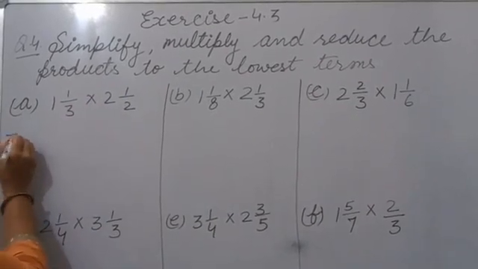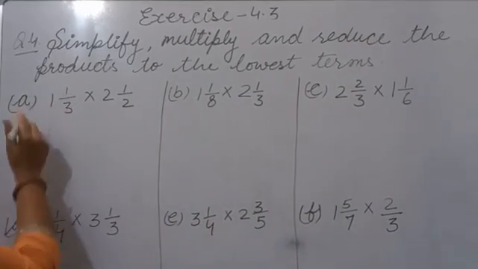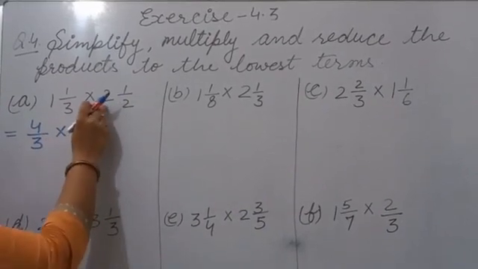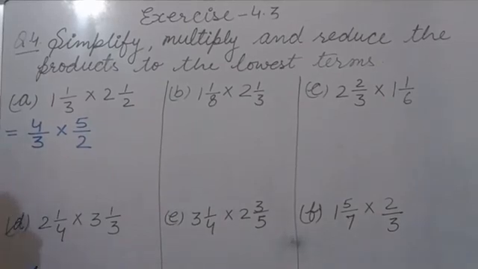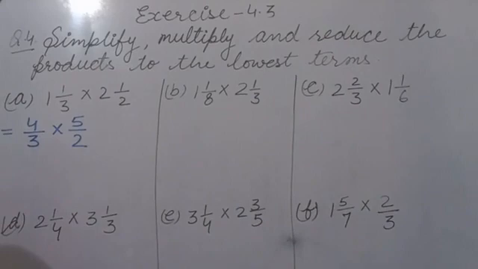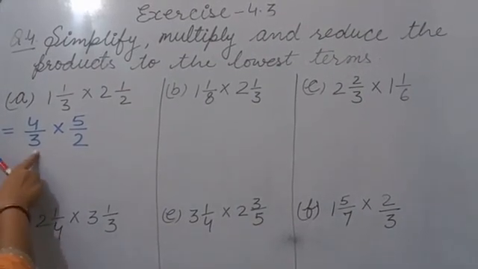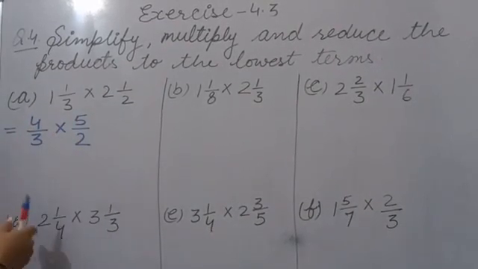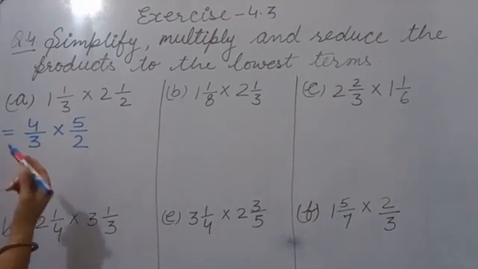First of all, mixed is there, so we change it into an improper fraction. 3 ones are 3 plus 1, 4 upon 3, multiply by 2 2s are 4, 4 plus 1, 5 upon 2. Now we should simplify. Simplify means if numerator and denominator come in the same table, we should divide. There is 3 in the denominator. In the 3 table, no numerator is coming, no 4, no 5. Now there is 2. In the 2 table we have 4. That means it can cancel.